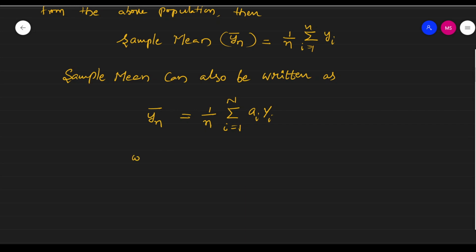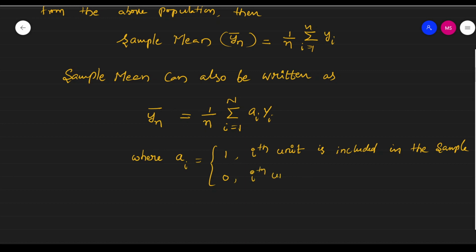Because ai can take two values, 1 and 0. When does it take 1 and when does it take 0? If the ith unit is included in this sample, we take the value 1. If the ith unit is not included in the sample, then at that place we take 0.